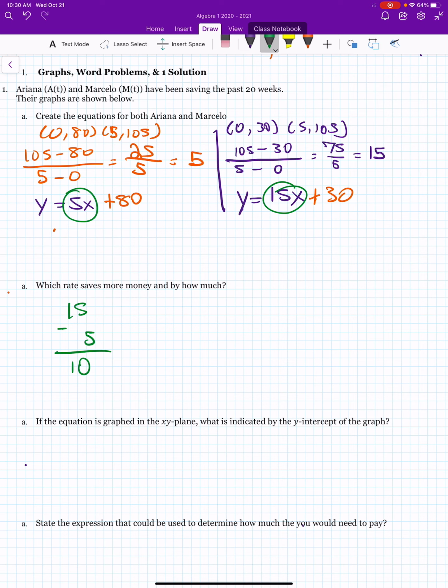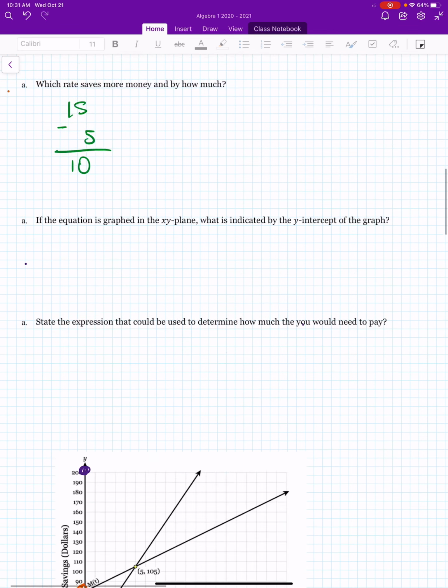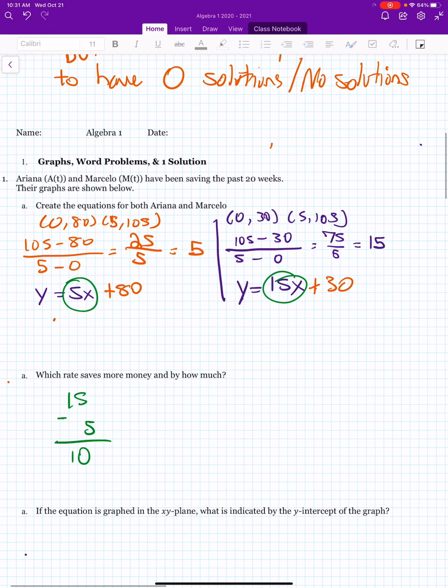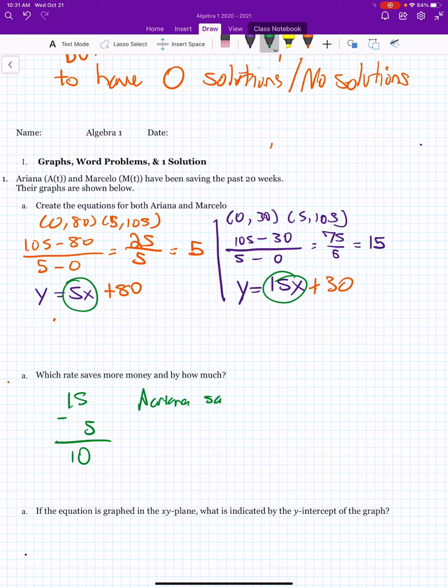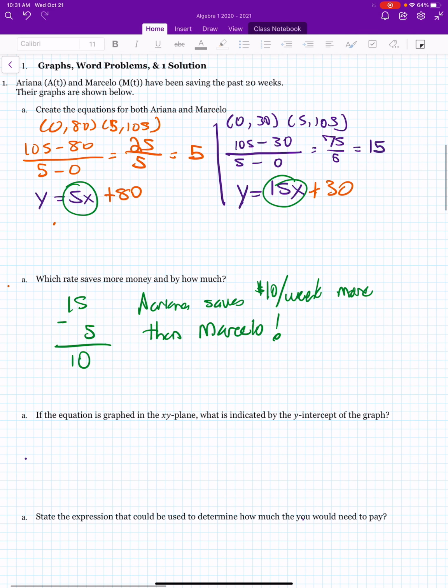And who saves more money? A person who puts $15 every week, or a person who puts $5 every week? It's actually 15. And so therefore, who's plus 30? Ariana. There we go. So Ariana saves $10 per week more than Marcelo. Again, units, $10 per week.